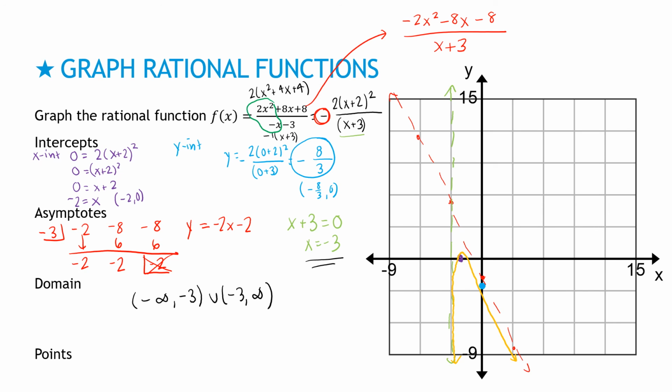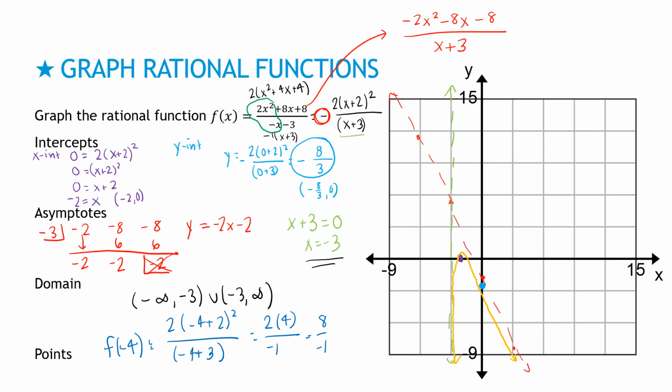So I had to go through that purple point, but now to the left of negative 3, I don't know if I'm graphing something here or here. So what's the best way to find out? Use a test point. I'm going to use negative 4. So f of negative 4 would be 2 times negative 4 plus 2, quantity squared, over negative 4 plus 3, which gives me 2 times negative 2 squared, which is 4. Negative 4 plus 3 is negative 1, so I end up with 8 over negative 1.